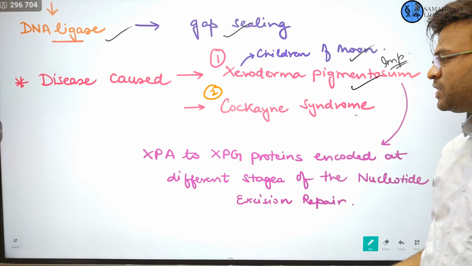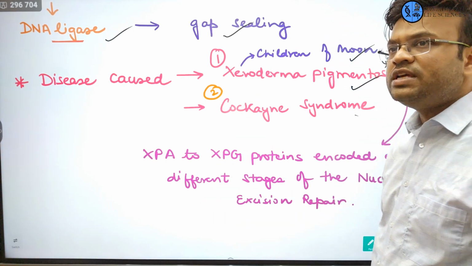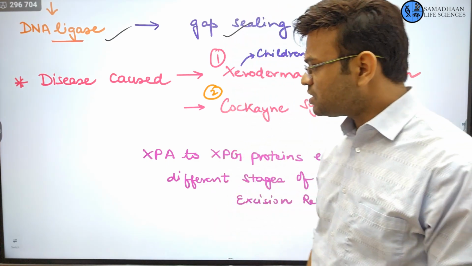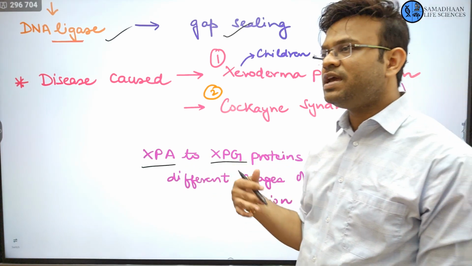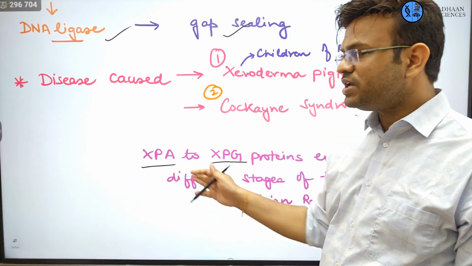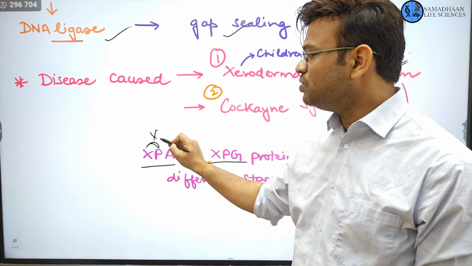Children of the moon. Now, it has been observed that a lot of proteins are absent in people who are suffering from xeroderma pigmentosum. Actually, XPA to XPG, basically XPA, B, C, D, E, F, G, there are a lot of proteins, and XP basically means xeroderma pigmentosum only.